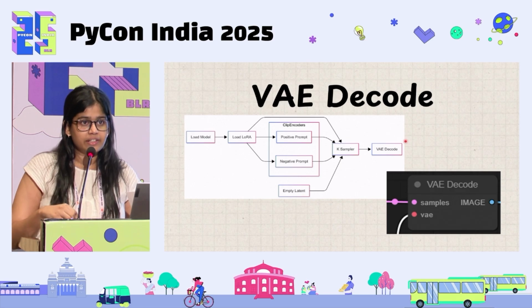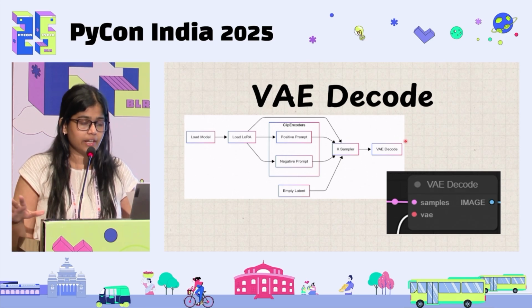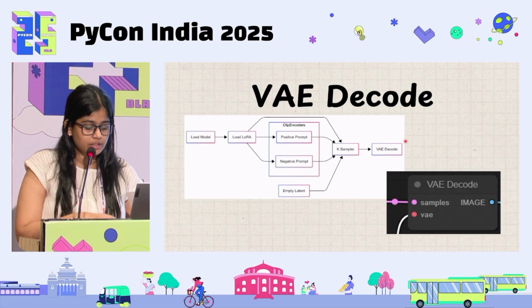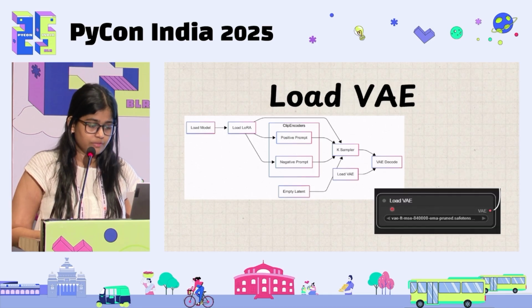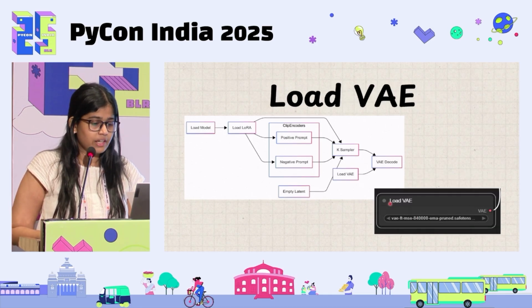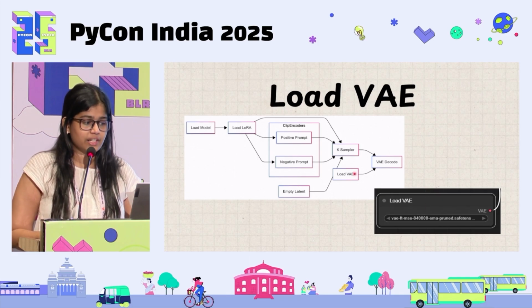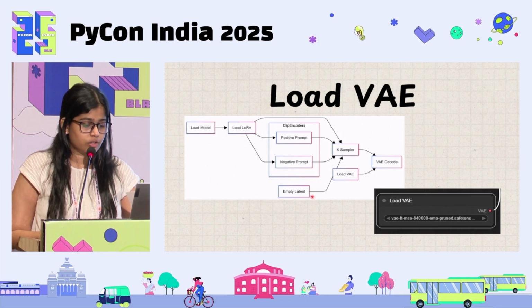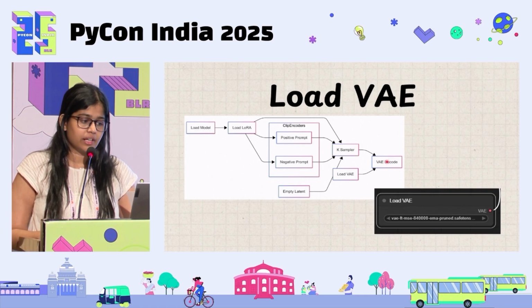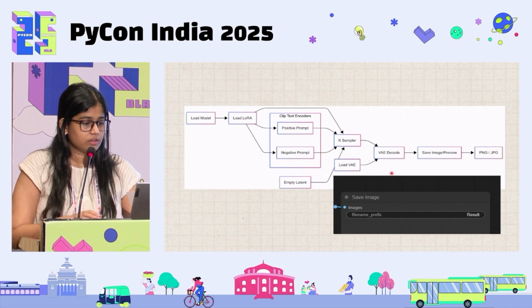So VAE decode is a node that does it. This takes the latent representation and actually converts it into pixel space so that you and I can see it with our eyes. But VAE decode needs a model for that. It's called the VAE model. And we use the load VAE node in the workflow to load that model. It's just like the load LoRa node, load model node. We just load a VAE model and give it to the decoder. And then the decoder takes the latent from K-sampler and gives us an output.